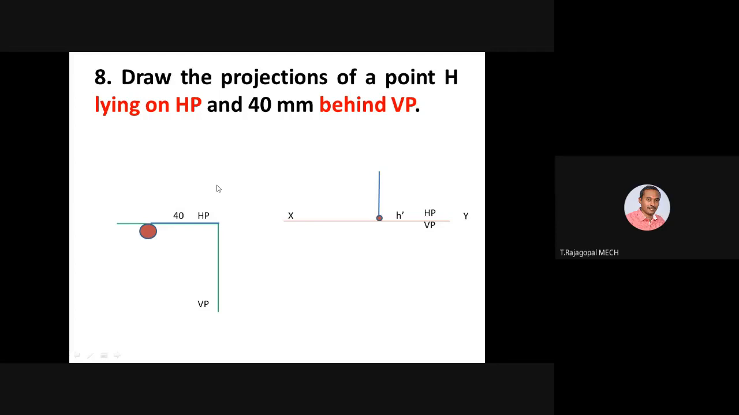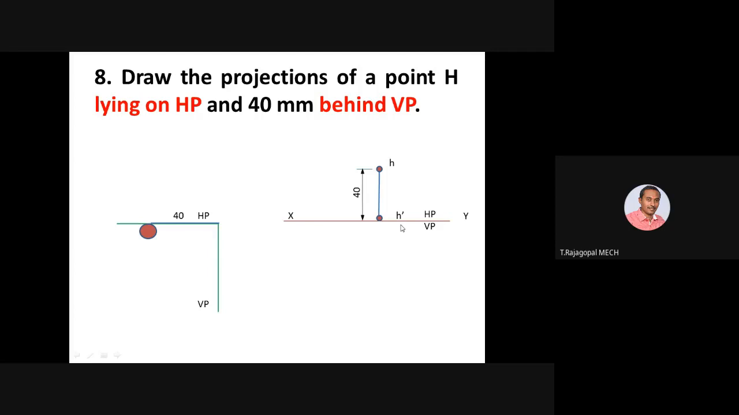So now you can check it here. Here it is changed: horizontal plane and vertical plane. After the rotation of 90 degrees, from the top view you can see 40 mm is above the XY. From the front view you can see the point is located on the plane, so it is H dash on the XY. So 40 mm. I hope it is clear.